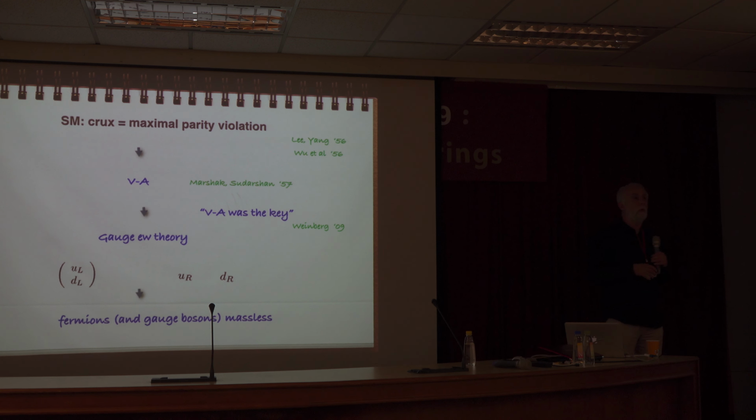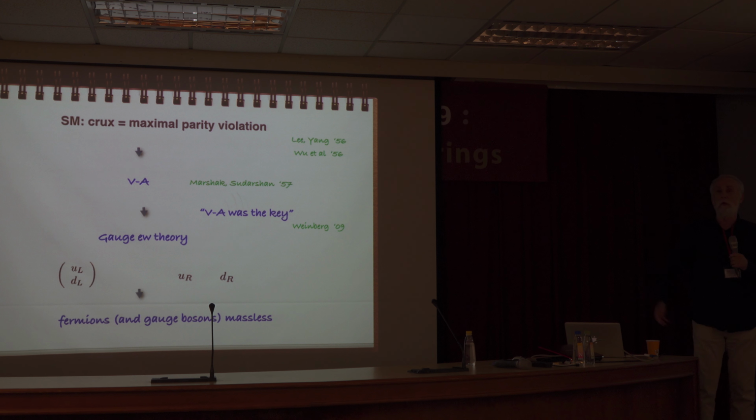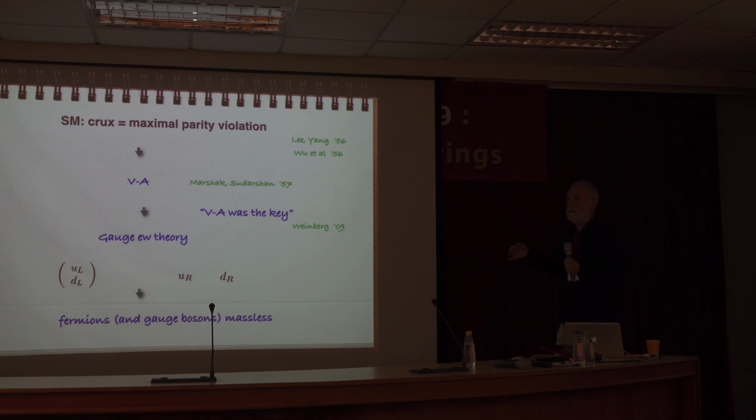Now, if someone asks you, what is the crux? Why does the standard model work? Why do we have this extraordinary simple prediction? Of course, it's a gauge theory, but equally important and not stressed enough, although we all know it, is the maximal parity violation, which reflects itself in the V minus A aspect of Fermi theory. It's a beautiful essay by Weinberg 10 years ago. V minus A was the key, he says, to do it.